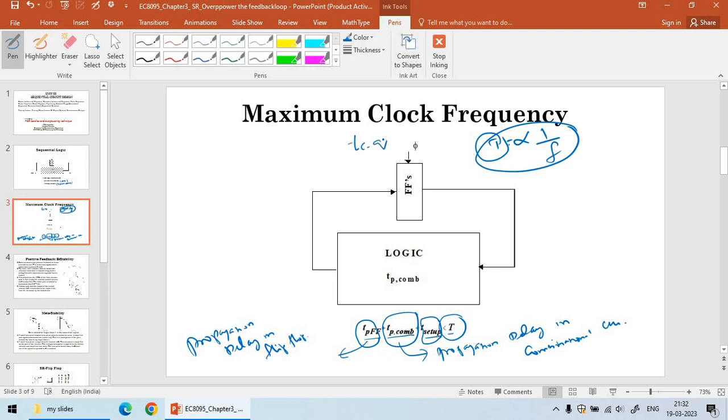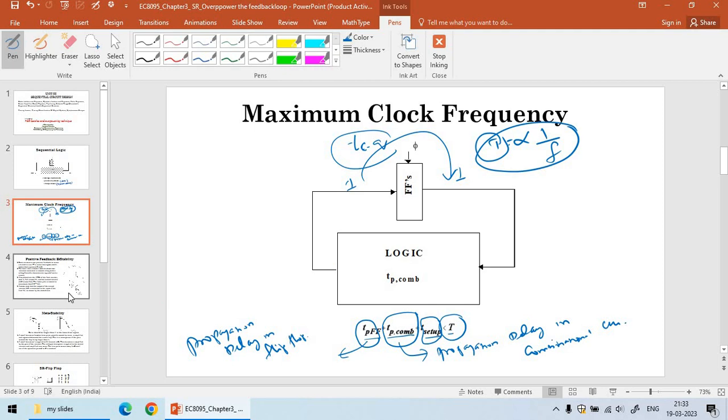What is the amount of time it is going to take for the flip flop? Suppose I give 1 here, this is to be copied as 1. That is called TPFF, the propagation delay through the flip flop. After the clock edge, the input has to be copied to the output, which is Q. After the clock arrival, the input has to be copied to Q. That is called clock to Q, which is nothing but TPFF.